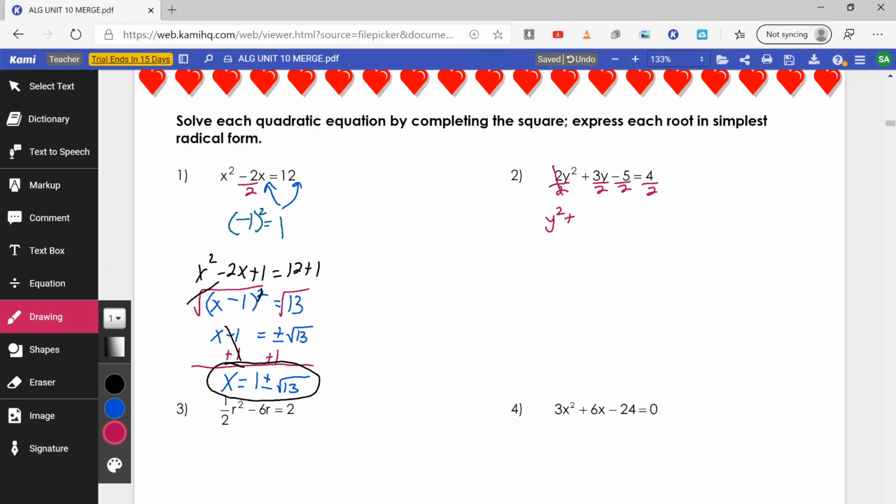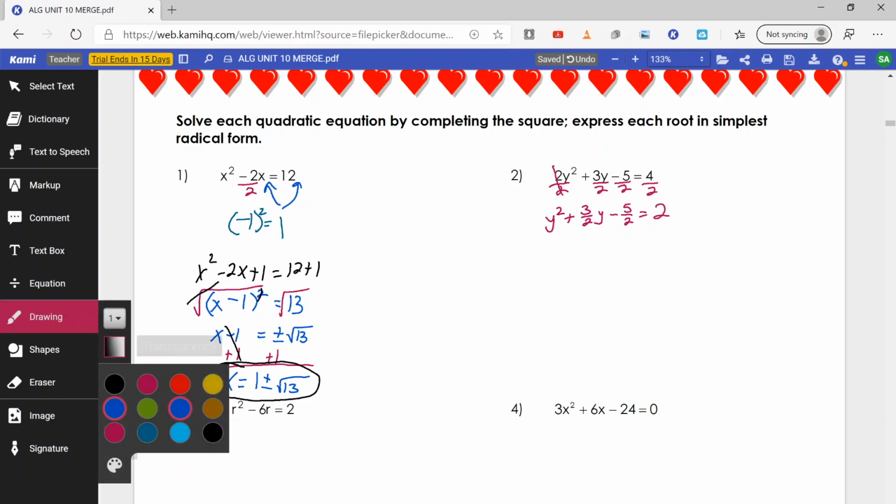3y divided by 2 is not very nice. It gives me a decimal, so I'm going to leave it as 3/2 y. And then negative 5 divided by 2, again, it doesn't come up nice, so I'll leave it as negative 5 over 2 equals, and then 4 divided by 2 gives me 2. So at this point, everything has been cut in half.